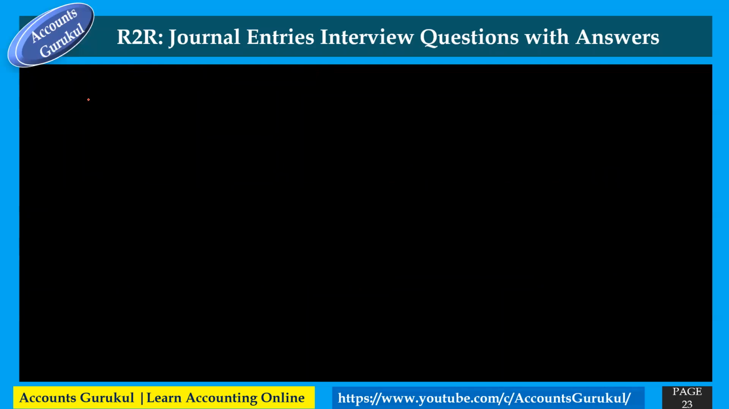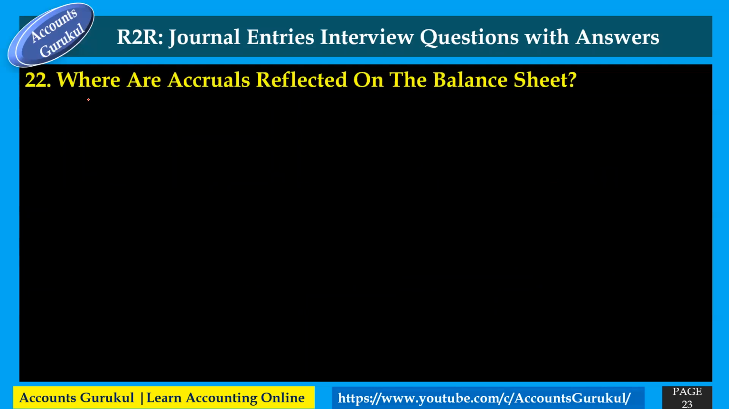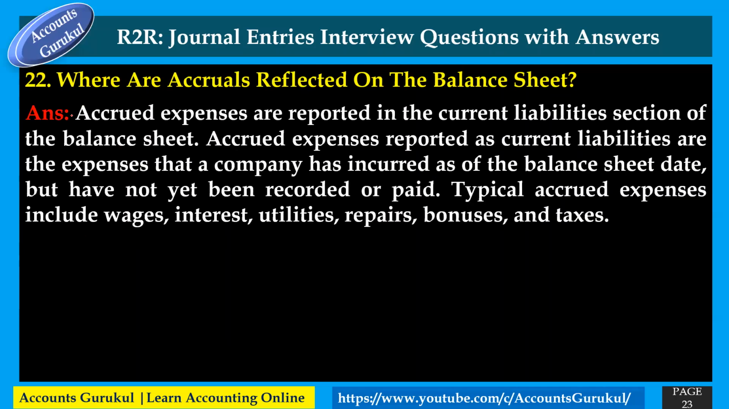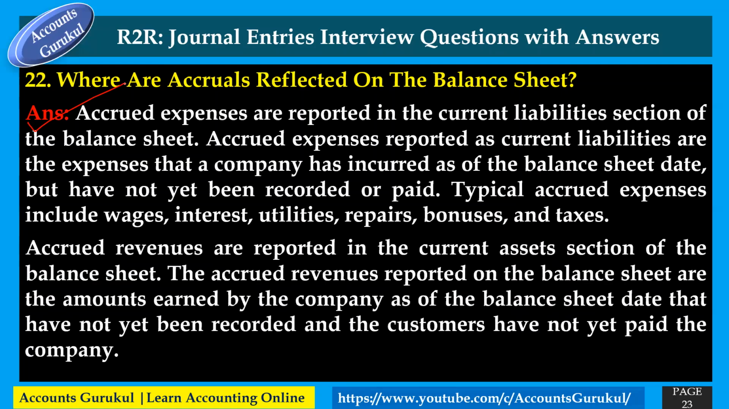Where are accruals reflected on the balance sheet? Accrued expenses are reported in the current liabilities section of the balance sheet. Accrued expenses reported as current liabilities are the expenses that a company has incurred as of the balance sheet date, but have not yet been recorded or paid. Typical accrued expenses include wages, interest, utilities, repairs, bonuses, and taxes. Accrued revenues are reported in the current asset section of the balance sheet.